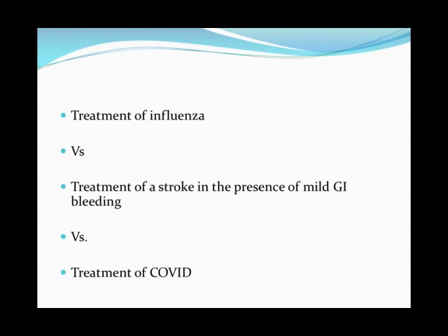So what about these? Where would you look at treating influenza, versus treating a person with a stroke that needs blood thinners, but they already have some mild GI bleeding? What about someone for treatment of COVID? So these really fall into those three categories as well.